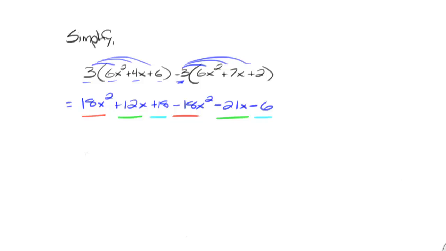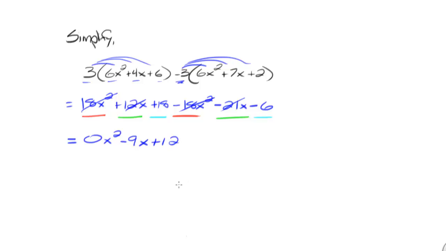What this would become, then, is 18x squared minus 18x squared. Those actually cancel out. For the way we need to answer this question, we would say that's 0x squared. So that takes care of our x squareds. The x terms, plus 12x minus 21x, we add those coefficients together, plus 12 and negative 21, to get negative 9x. And then we look at the constant coefficients, and it's just putting together positive 18 and negative 6 to get a positive 12.